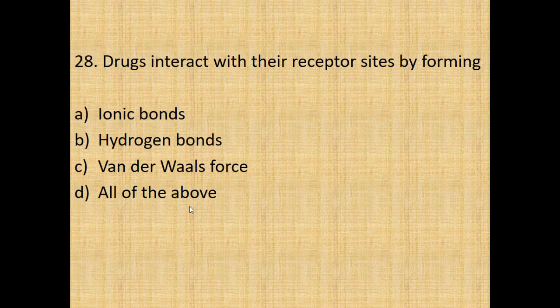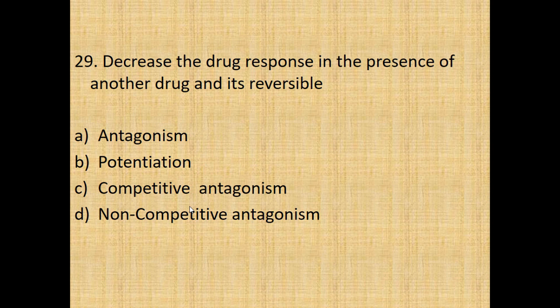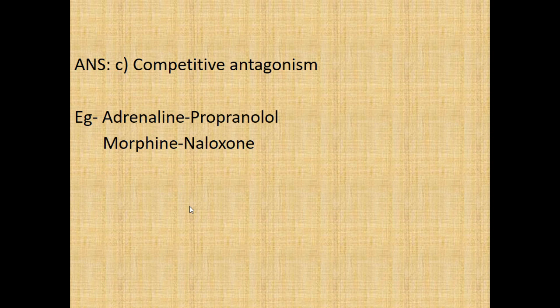Then drugs interact with the receptor site by forming what type of bondings? All of the bondings. If they form ionic bonds, hydrogen bonds, or van der Waals bonds, they will be reversible. If it is bound covalently, this is irreversible. The drug decreases the drug response in the presence of another drug, and it's reversible. What type of antagonism? Okay, it's a competitive antagonism.